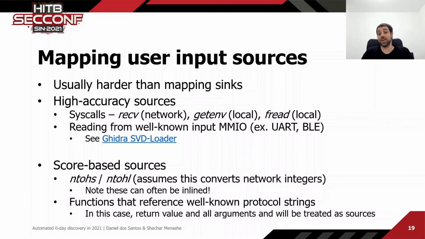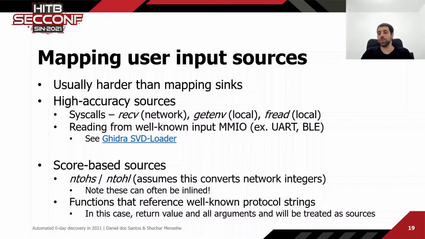And there's also, for example, a function that references a lot of well-known protocol strings, which I'll show an example of in a second. Then we also regard the arguments of that function as possible user input sources, and also the return value of that function, because we see that the function is messing around with a well-known network protocol. So for an example, I took just two examples from random binaries.